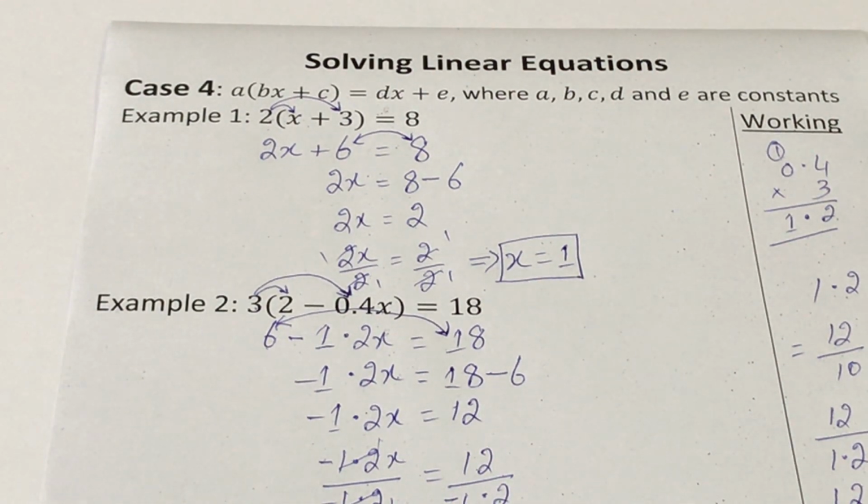Hope you have understood the procedure of solving linear equations of type 4, and you can solve your assignment yourself. And your assignment is to solve the odd parts, only the odd parts of your question number 4, and the odd parts are A, C, E, G, I, K and M.